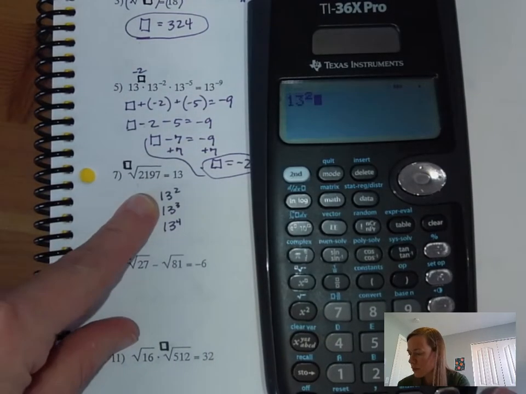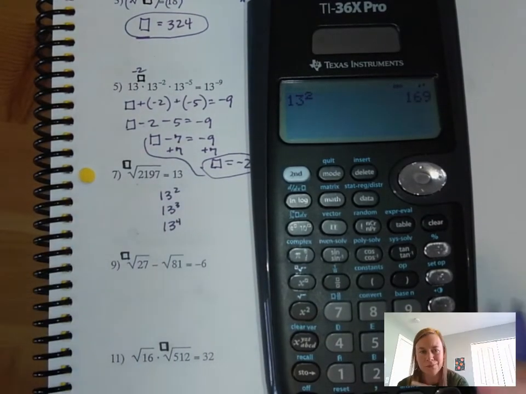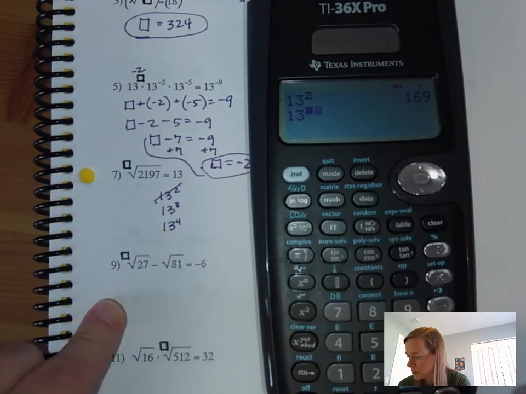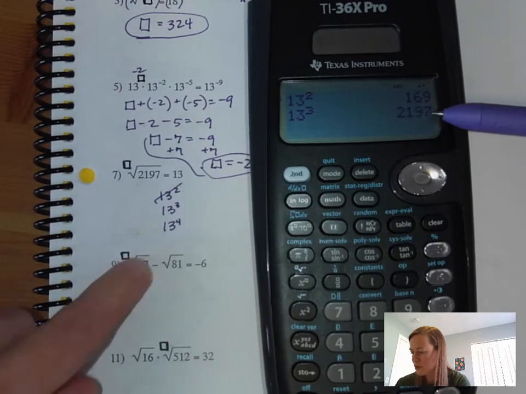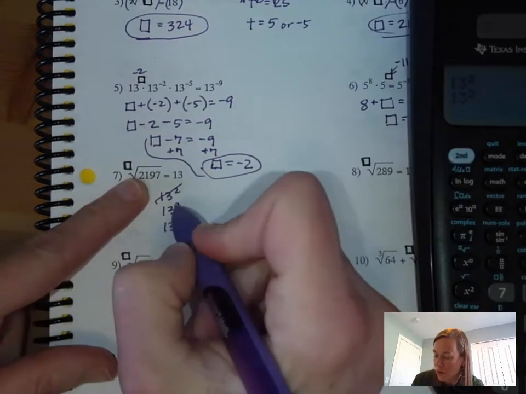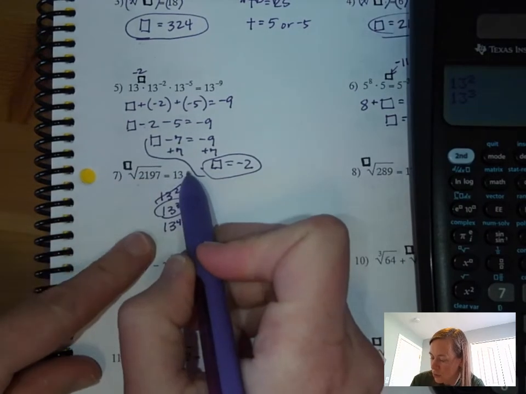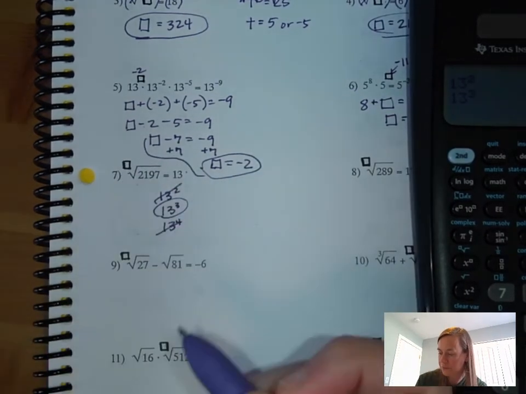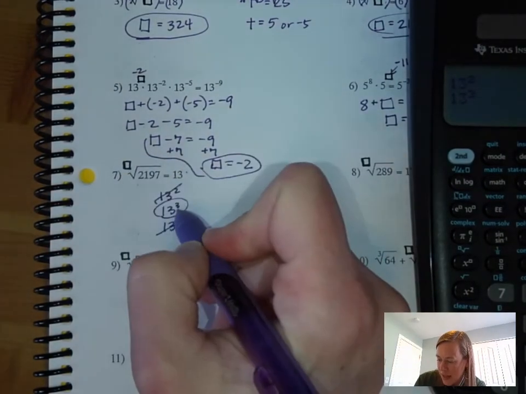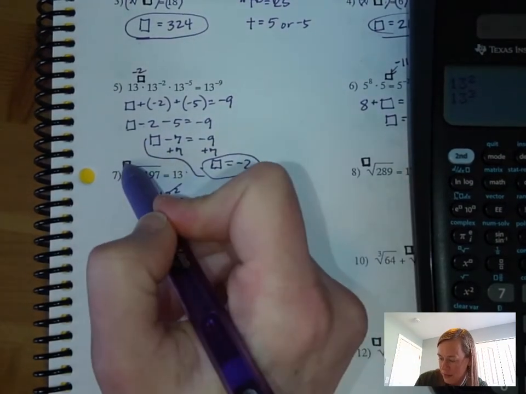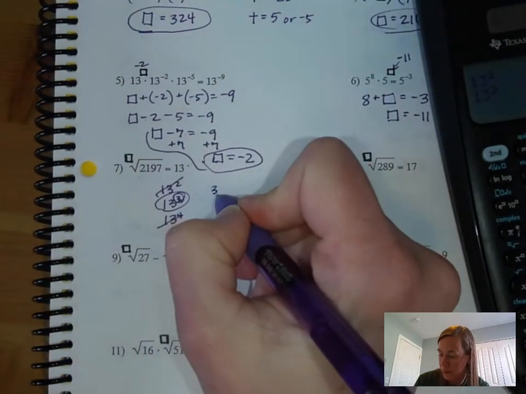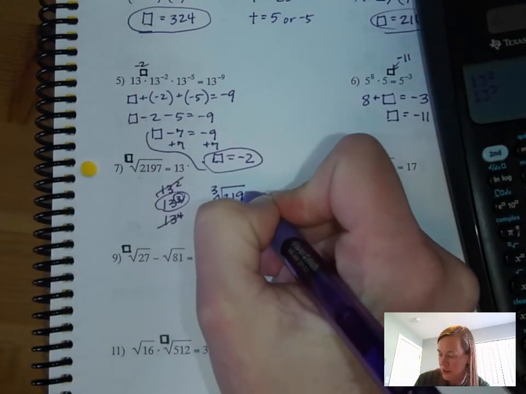So 13 squared, 169. Okay, that's not it. What about 13 cubed? We're going to get 2,197. That's the same number you have there. So you know that 13 cubed equals that. What does that mean for this box? It means that that same number, the 3, needs to go in that box. So in other words, it's going to be the cube root of 2,197.